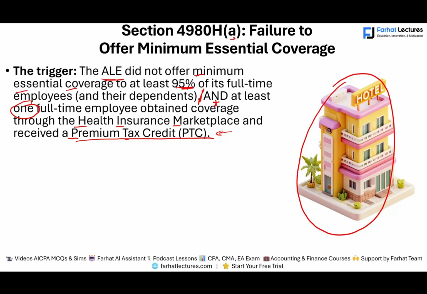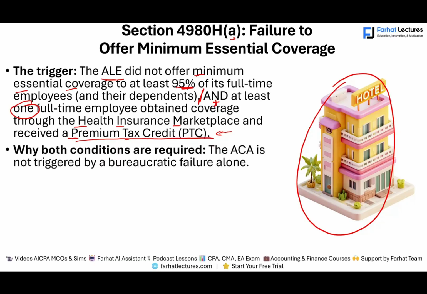Now, why are both conditions required? Because the ACA penalty is not triggered alone by bureaucratic failures. The government doesn't care whether you have it or not.